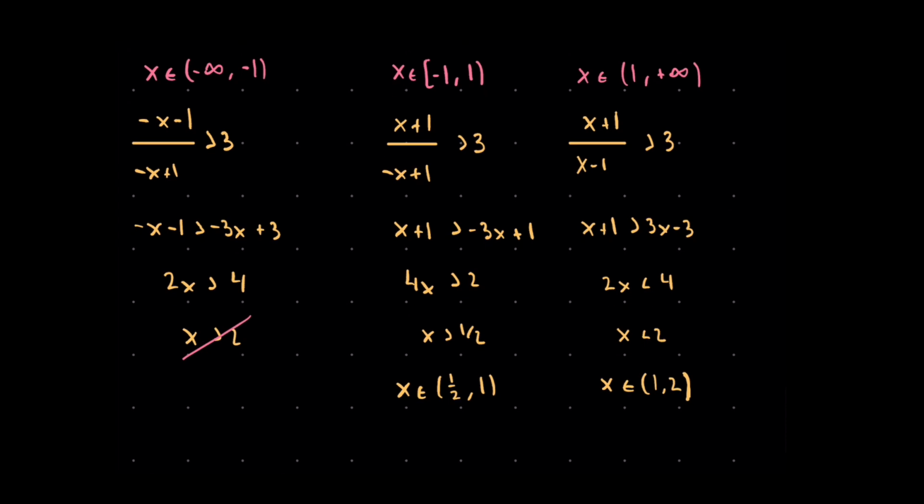And so putting this all together, we could write our conclusive statement. X is an element of 1/2 to 1 with the union of 1 to 2.